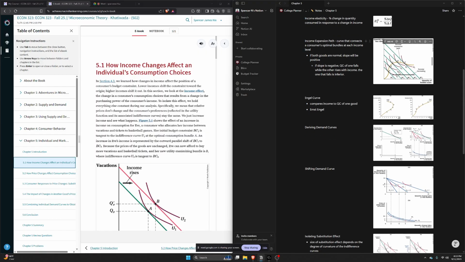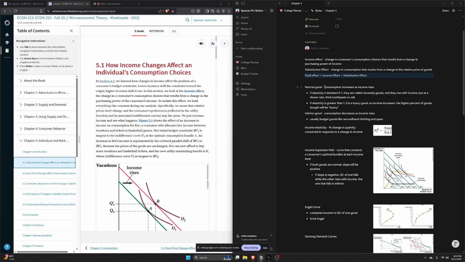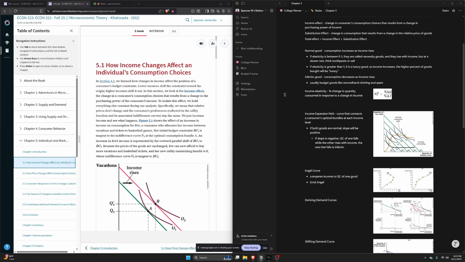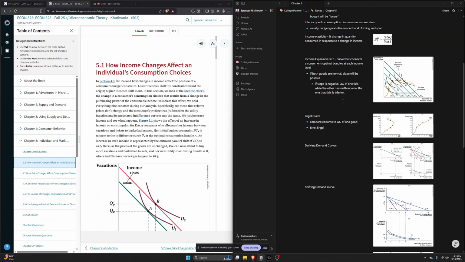We can look at the slope of this graph to determine a couple of things. So if both of the goods are normal goods, where consumption increases as income rises, then the slope is going to be positive. So like here it's positive, positive, positive, positive, until this inflection point at D. If the slope is negative, the quantity of one falls while the other rises with income. And then the one that falls is inferior.